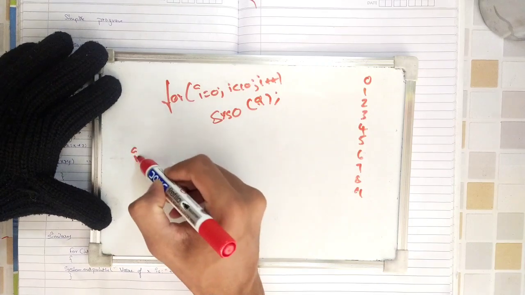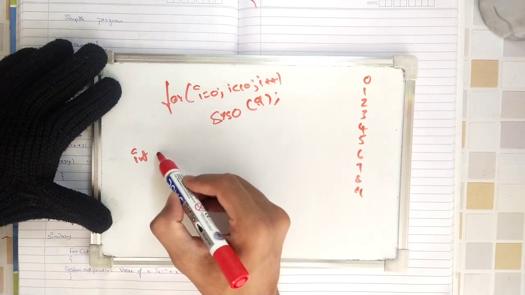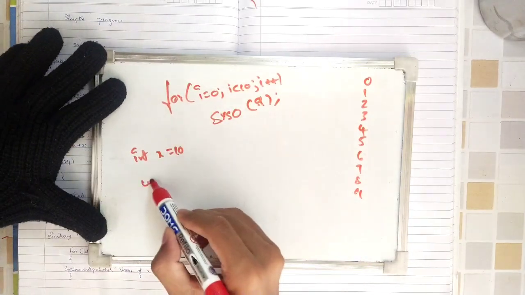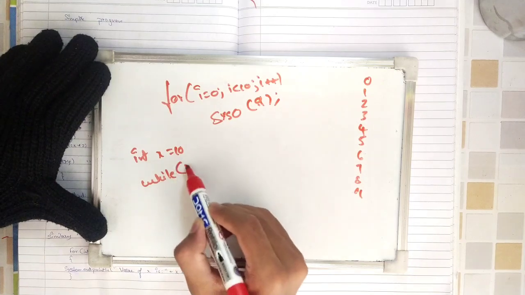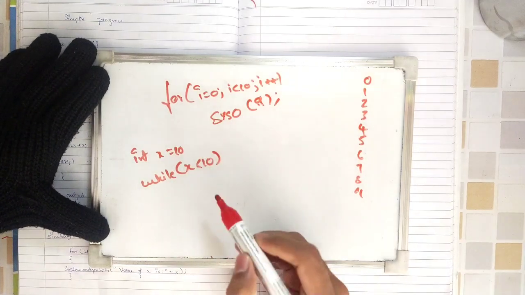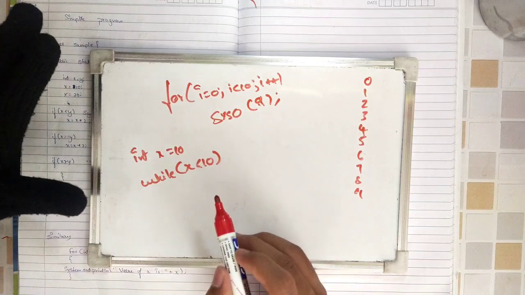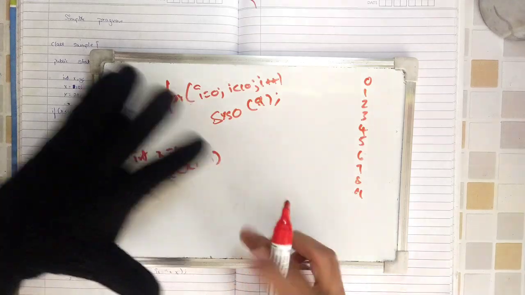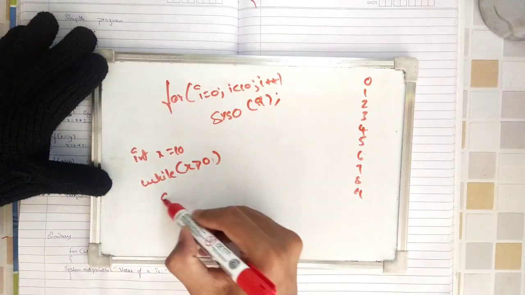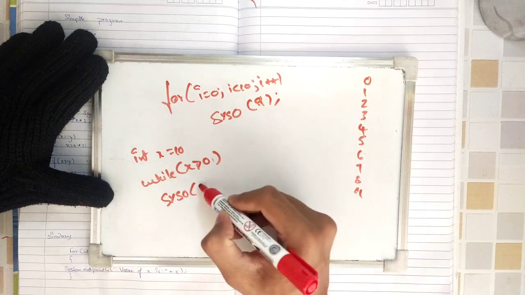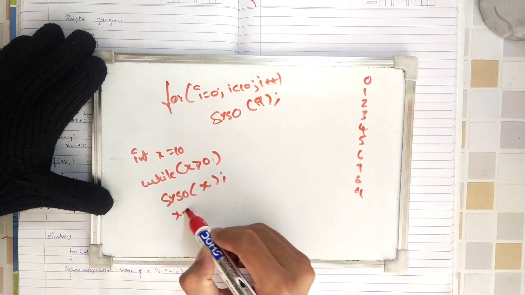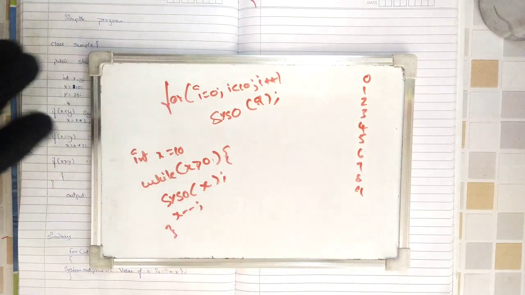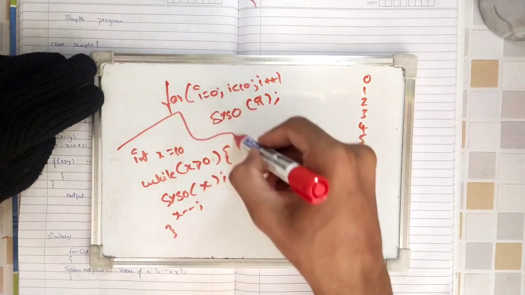First, outside, before the while, I will declare my int. I took i here, so let me take x. x is equal to 10. Then I will say while x is greater than 0. I will print, SYSO, my value of x. Then I will say x minus minus, and close the while loop. See, this is the block of code for my while loop.